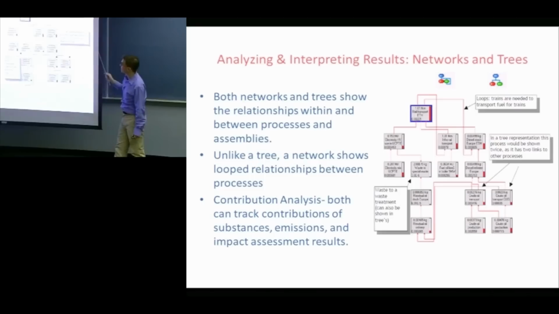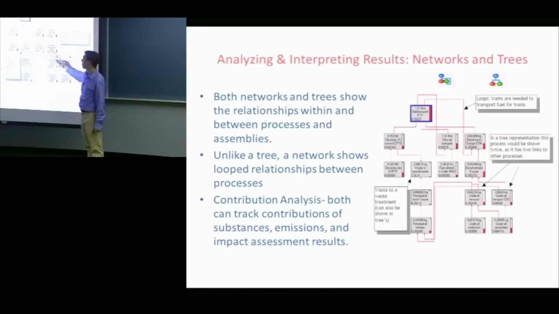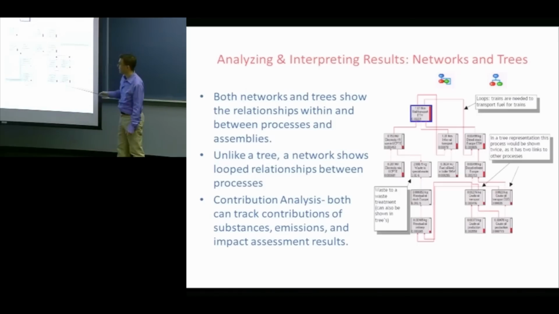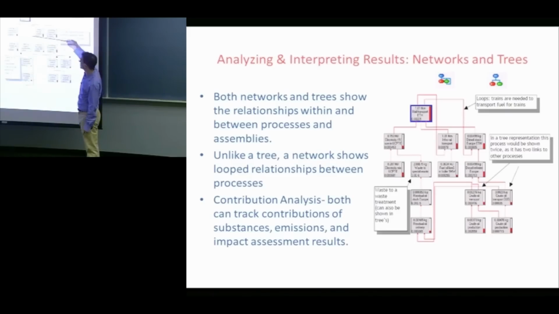The difference between a network and a tree, you know, that you need fuel to run a train, but you also need a train to get fuel, right? So it's the same thing. You need a truck to make a truck. That's what a loop is. And that sort of iteration, if you will, or feedback gets automatically taken care of for you inside the software. But what it also does is it makes it messy to look at. So if you click the tree button, it'll get rid of the loops. And it'll just look at it from lowest to highest assembly, and then assemblies of other unit processes.